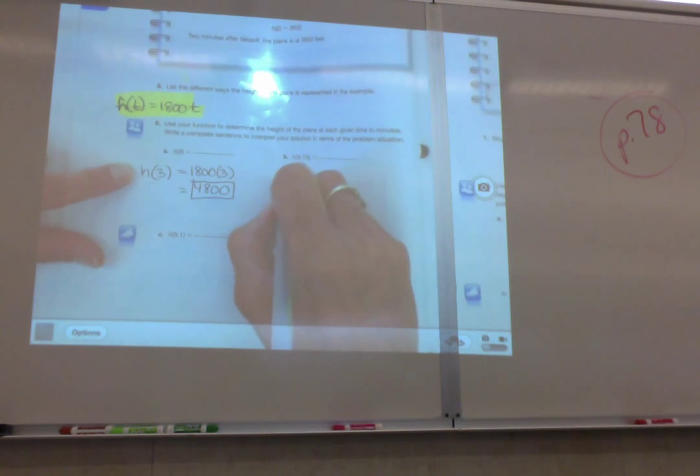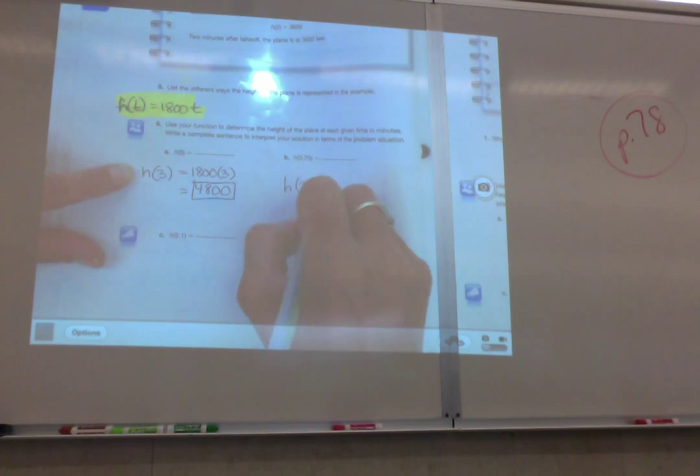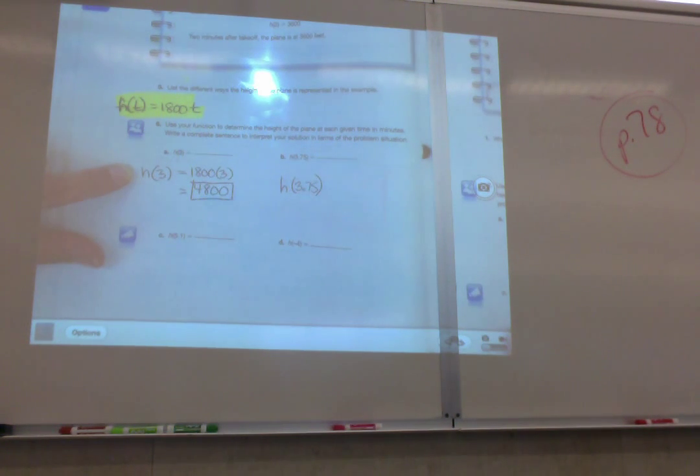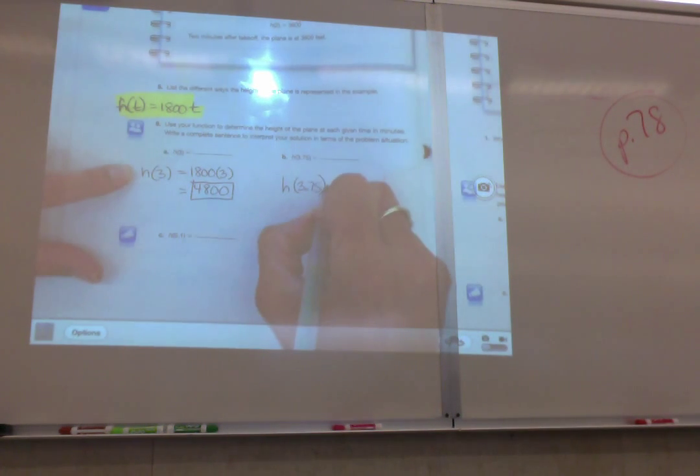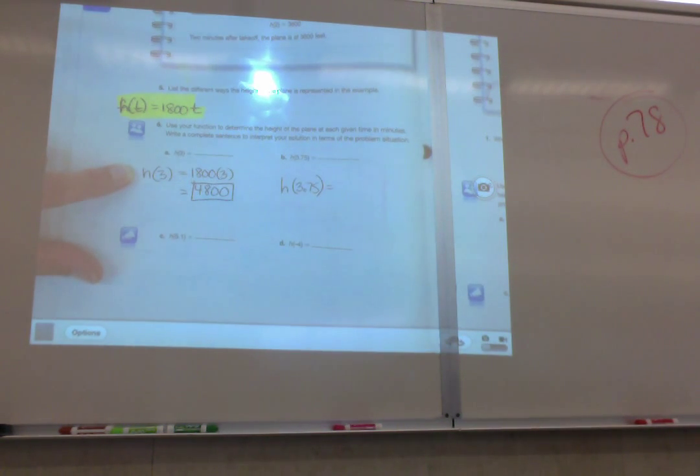The way it's written is h of 3.75. What that means in our situation is that the plane is moving continuously. So if it's moving at 3 minutes, it's also moving at 3 3/4 minutes. But how high is it? Maybe something very important has to happen at a certain fraction of the time.